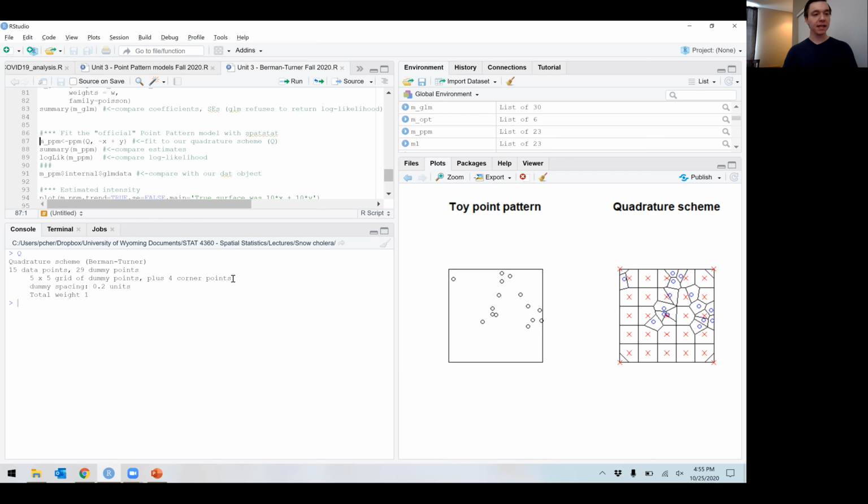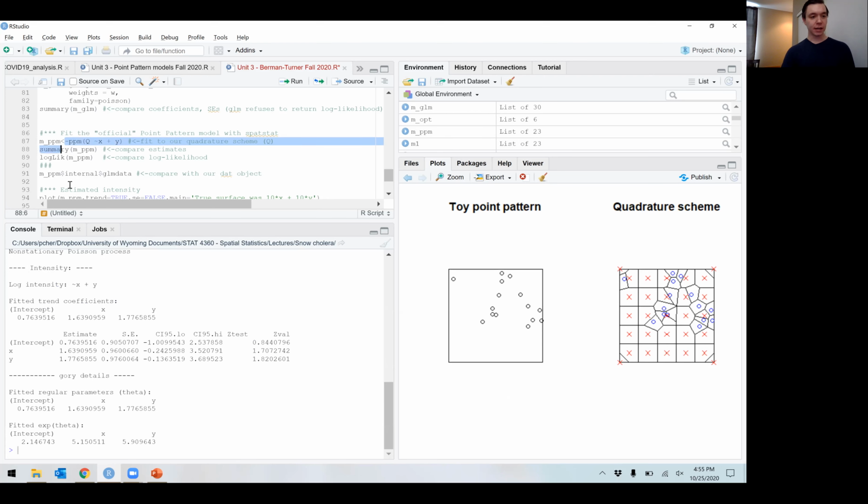And that is what we feed into this model, just ppm. Q is my quadrature scheme. Little x and little y are special variables inside of the spatstat package that define the x and the y coordinate. And notice that there's a comma and a space here. Although I bet we probably could have run it like this. We can. There it is. Okay.